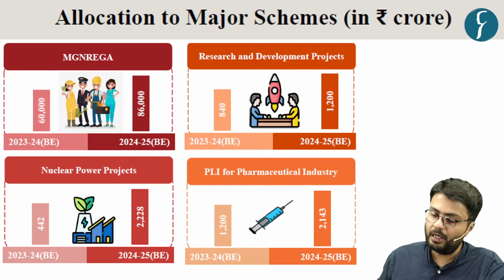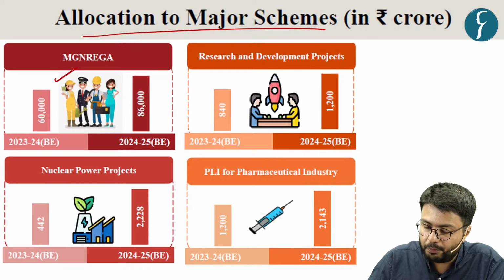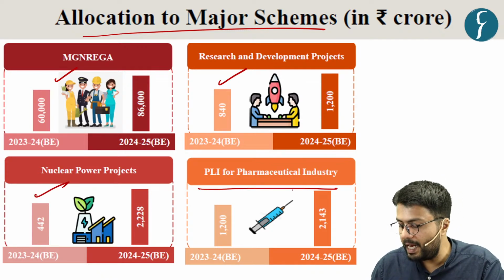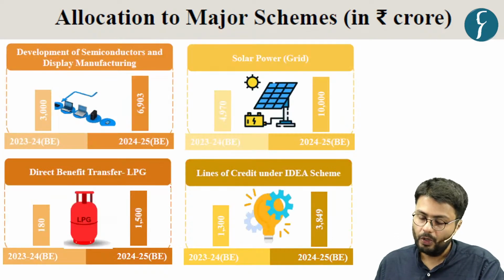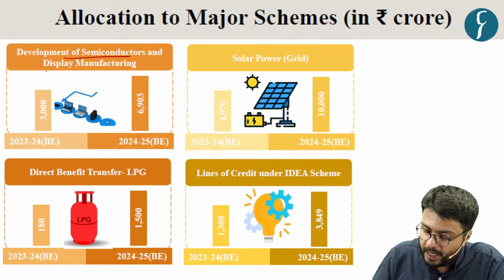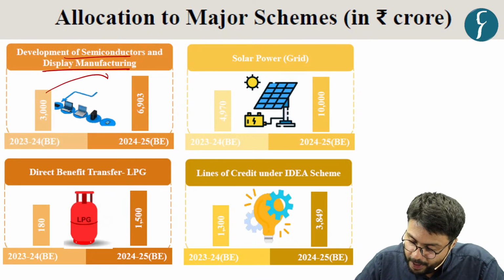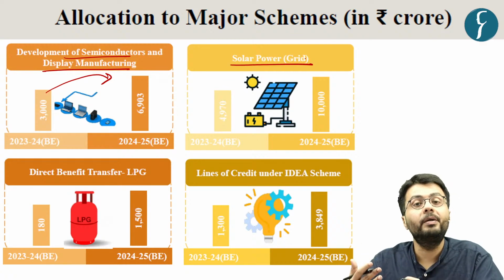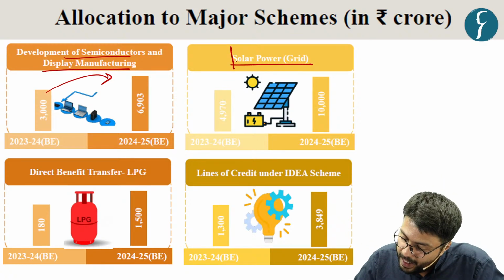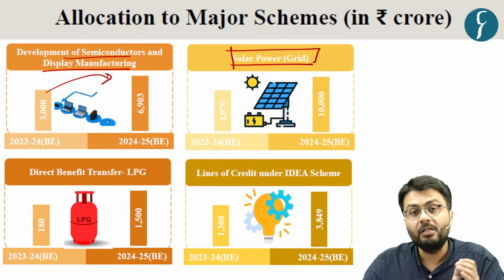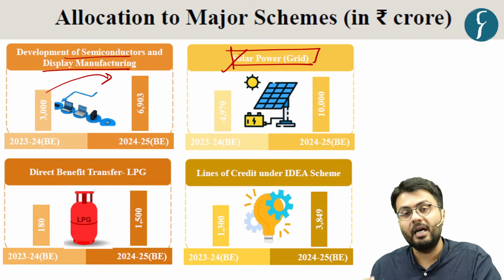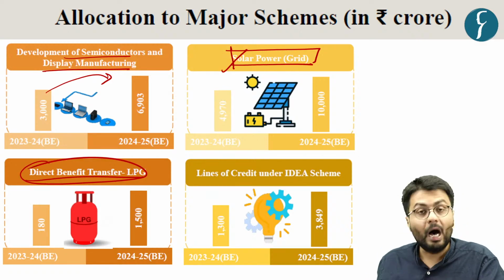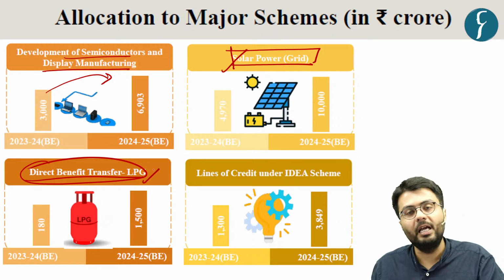Now, also as far as allocation for major schemes is concerned, the government has increased the budget for MGNREGA, research and development projects, nuclear power projects, as well as the PLI scheme for the pharmaceutical sector. Also, the government is undertaking development of semiconductors and display manufacturing, for which it has increased the allocation by more than 2 times. Further, the government is undertaking developments to increase its renewable energy generation capacity. Hence, the government has made more than twice the allocation for solar power connectivity to its own grid. Further, the government is giving more benefits to households under the direct benefit transfers for liquefied petroleum gas.